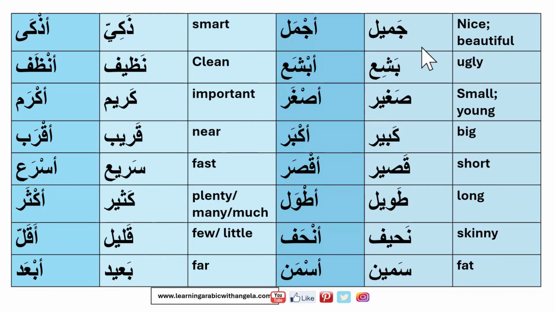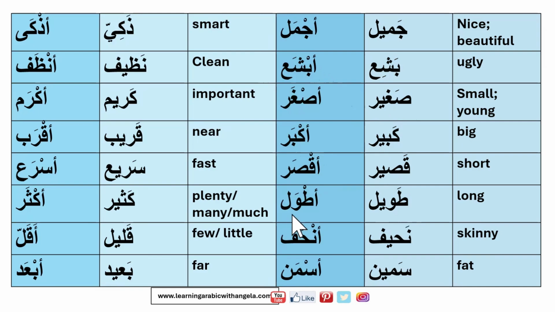The answers are جميل, أجمل. So أفعل. بشع, أبشع. Notice how we drop the alif and we change the vowels. صغير, أصغر. And if we have a ya, we're getting rid of the ya. كبير, أكبر. قصير, so we drop the alif, we put a sukoon. Fatha over here, we got rid of the ya, أقصر.